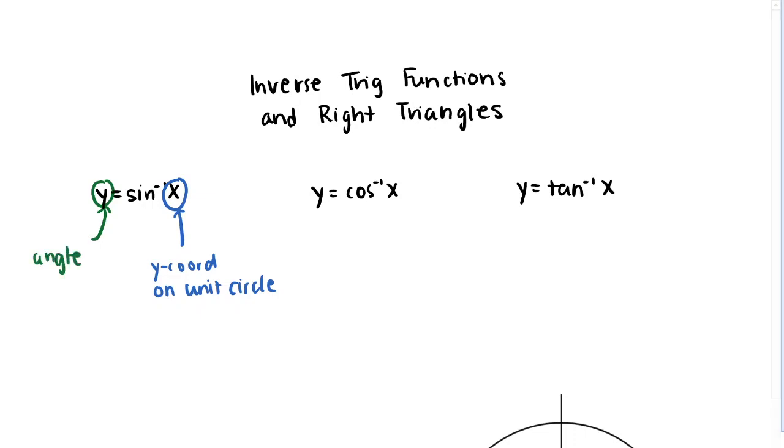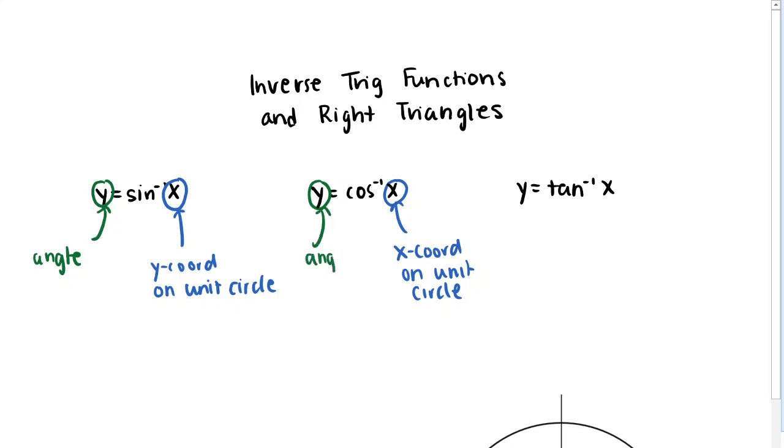And similarly, cosine takes in x values from the unit circle, and again gives back angles on the unit circle. And then lastly, tangent, we saw that we could interpret the output of tangent as a slope, and so the input of tangent inverse we can interpret as some sort of slope, and the corresponding output is the angle with that slope.